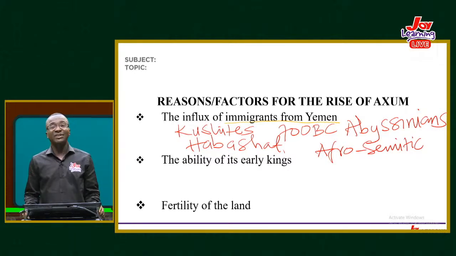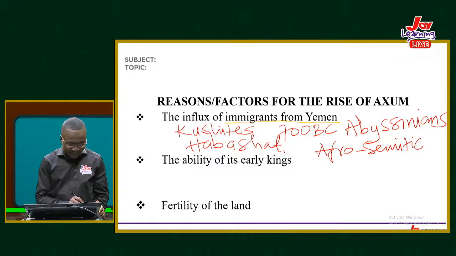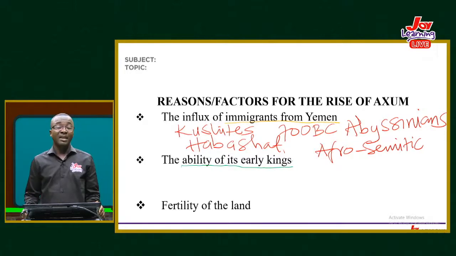All right. With that understood, let's quickly look at the second factor or reason that contributed to the rise of Axum as a strong kingdom or one of the earliest civilizations in Africa. The second reason that contributed to the rise of Axum as a strong kingdom is the ability of its early kings. Yes. We are told that the kings of Axum established Axum as a strong kingdom with its capital at Axum.